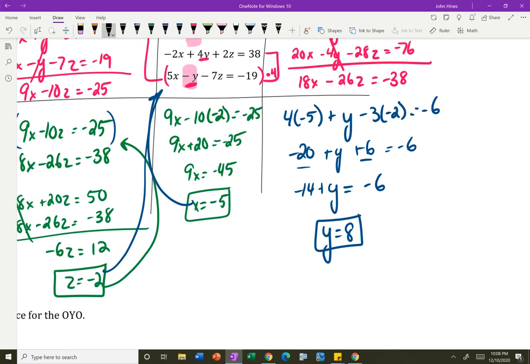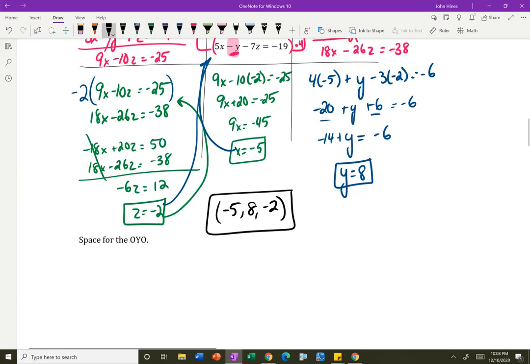Again, you can leave it like that, but if you write it as an ordered triple, it's got to go in order: x, comma, y, comma, z. And that's my ordered triple there. Okay? We'll do one more together, and then I'll let you guys practice.